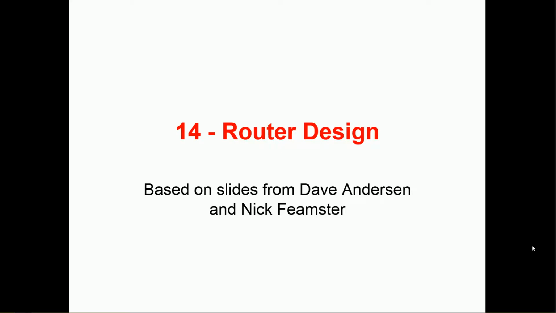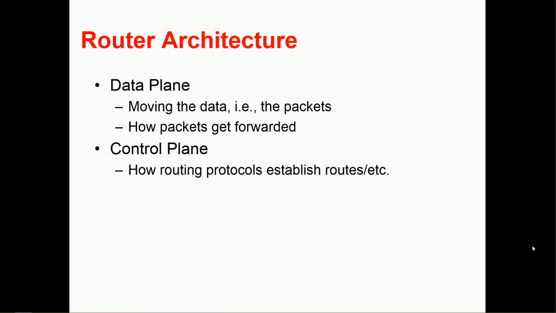Alright, so the first section that I want to be talking about is router design. And part of that router design deals with the router architecture. How is the router physically designed? It's broken up into two specific parts, a data plane and a control plane. The data plane focuses on moving the data, i.e. the packets. Also, how do those packets get forwarded?